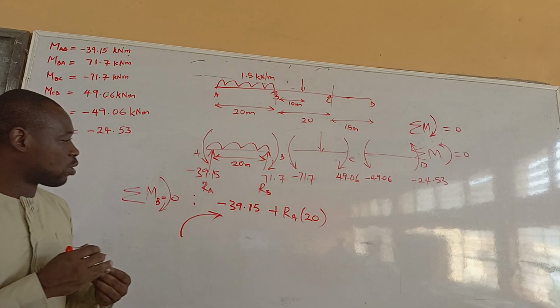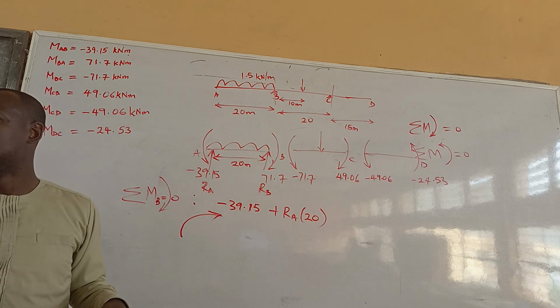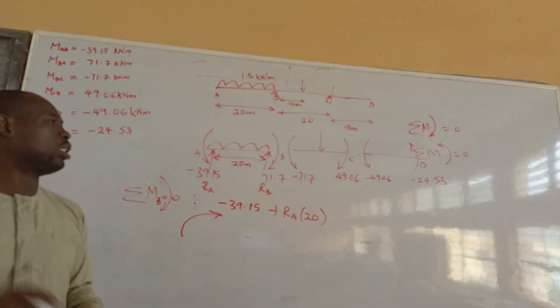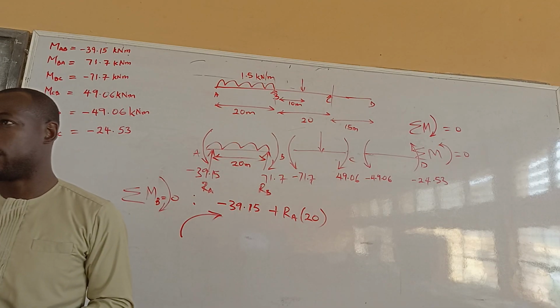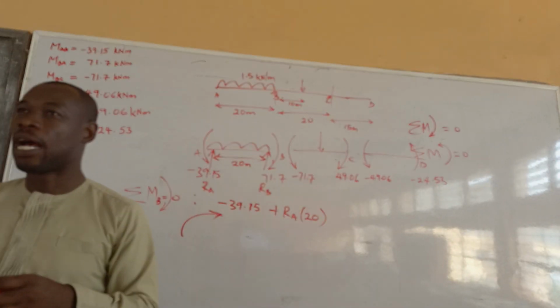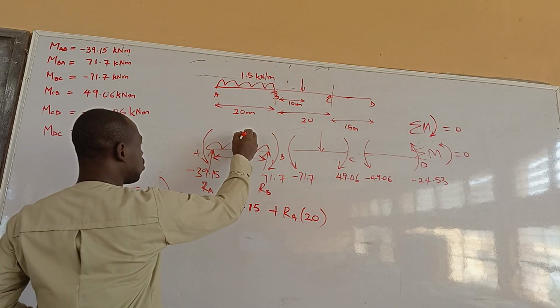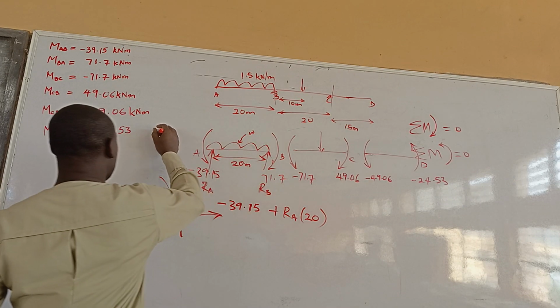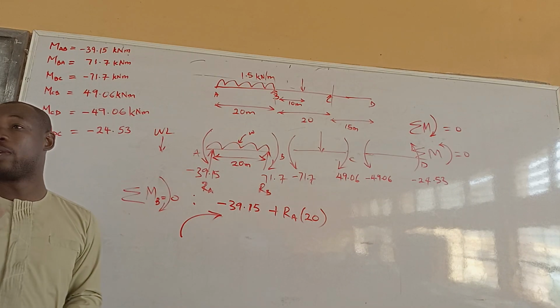Now, let us look at it this way. We are taking consideration of this reaction. However, that's not the only thing happening on this particular beam. There's another UDL applicable here. How will I turn this UDL to a point load and then apply it as a force times perpendicular distance to get a moment? Because it's a uniformly distributed load, the first thing I will do is multiply it by the span. Let's say this is W. By the time you say WL, it turns this to a point load, right? And that point load will be acting at the centroid.